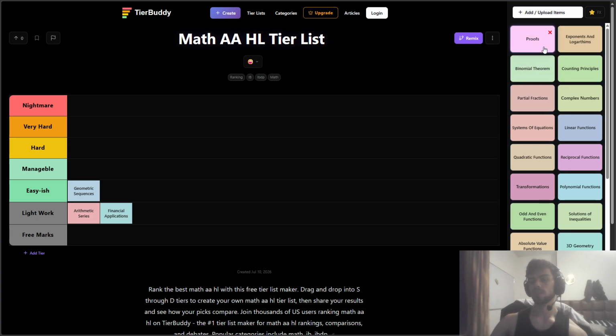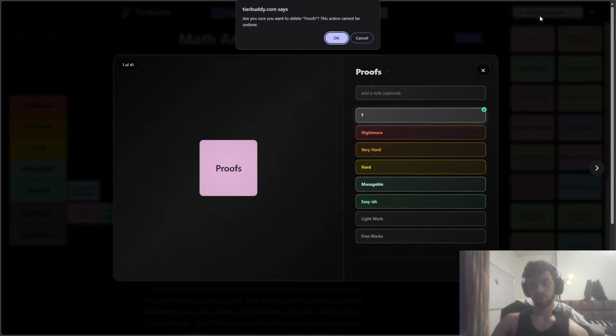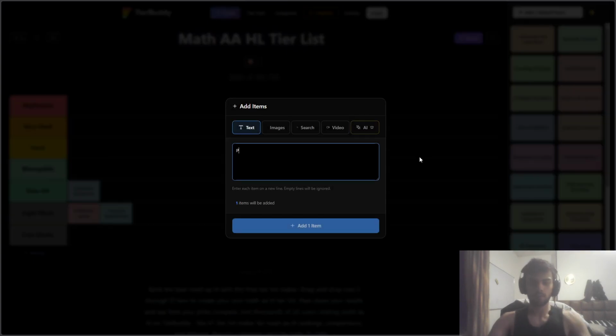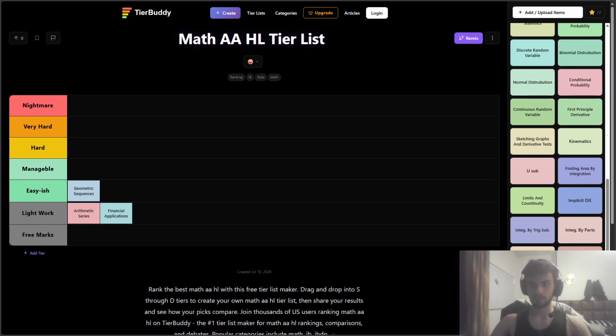Proofs. Okay, so this is proof by induction, proof by contradiction. I want to throw this in the nightmare tier and cry, but wait, why can't I drag it anymore? What? You know what, just do this. How about that? Proofs. And now it's at whatever.